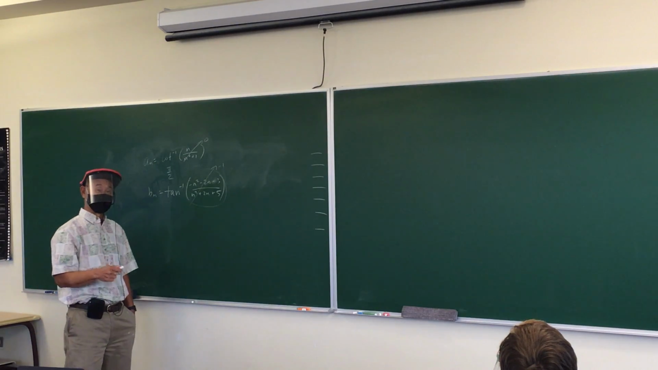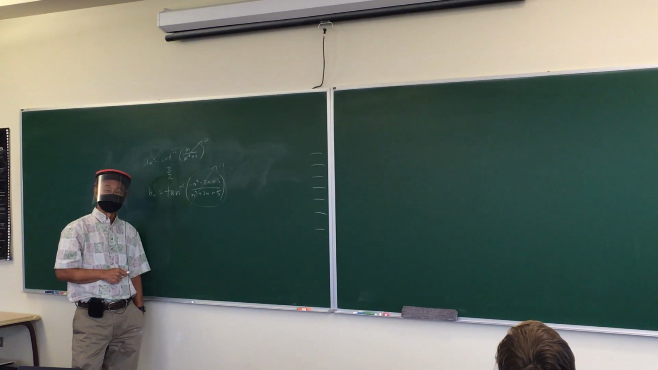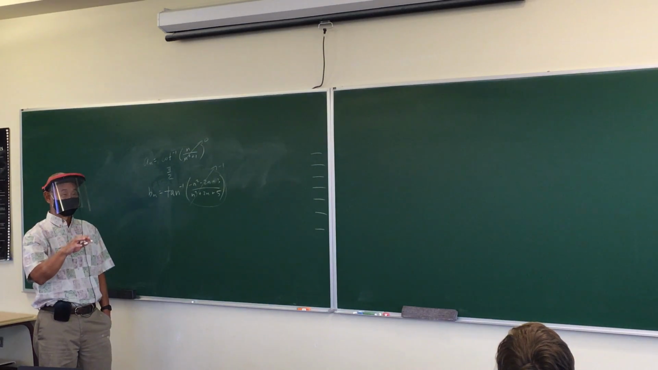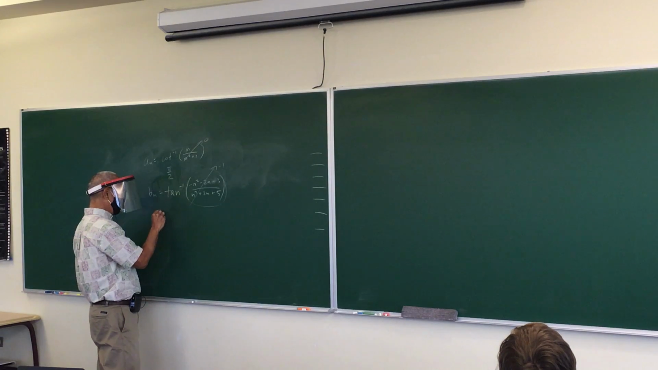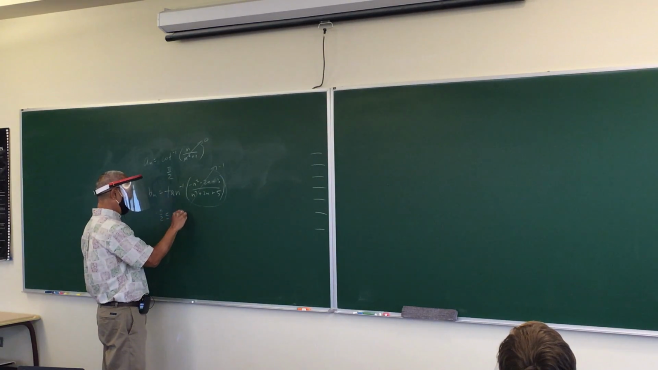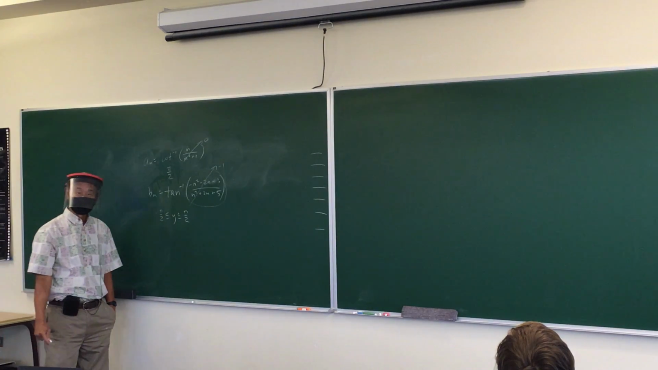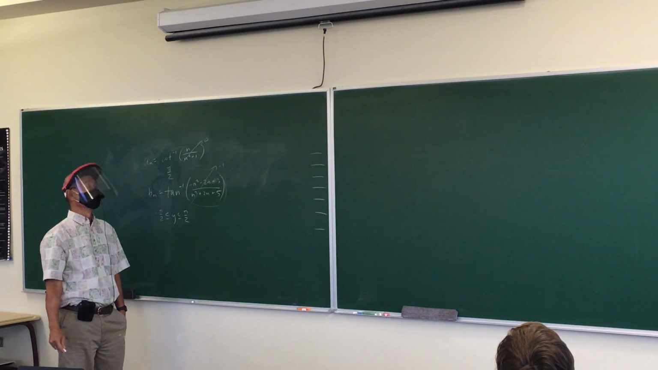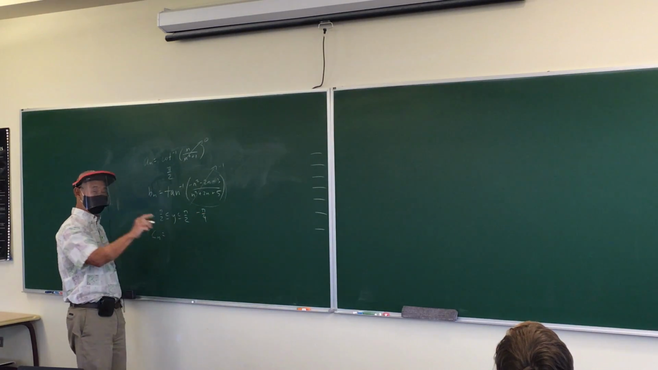No, because that's not in the range. 3 pi over 4. That's not in the range either. Okay, I'll give you a hint. The range is from -pi over 2 to pi over 2. If the answer is not in between there, then it can't be the answer. -pi over 4. -pi over 4. Okay.